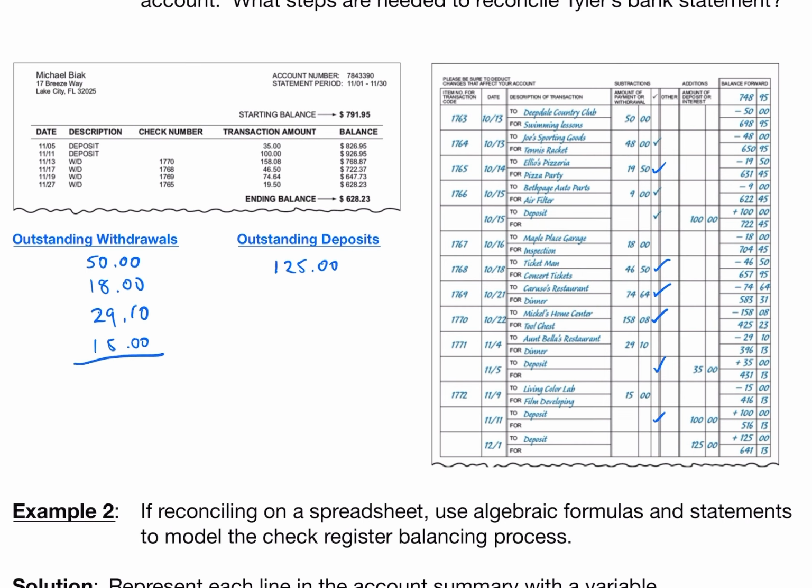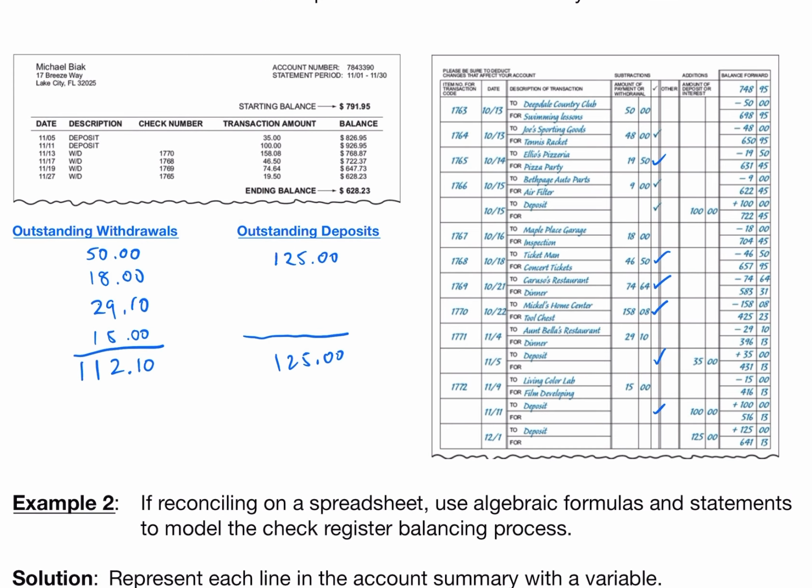Okay, so our total outstanding withdrawal comes out to, let's see, 2, 4, 5, 6, 7, 8, 9, 10, 11. Okay, $112.10. Our total for deposits is $125. So to reconcile this, we're going to take the ending balance on the statement, okay, $628.